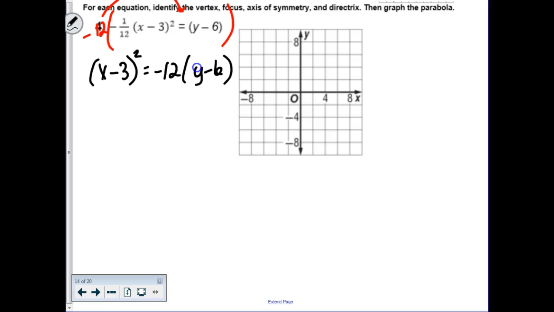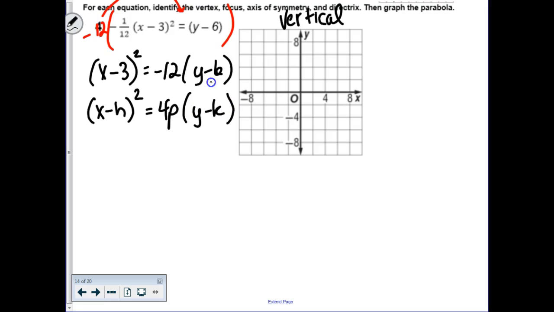Is this going to be a vertical or a horizontal parabola? This is a vertical one. So that's good. It's the one we're used to. The vertical formula, remember, is x minus h quantity squared equals 4p times y minus k. So kind of pulling all those thoughts together, first thing I'd like to calculate is the p value. So negative 12 is equal to 4p. So that means p is negative 3.